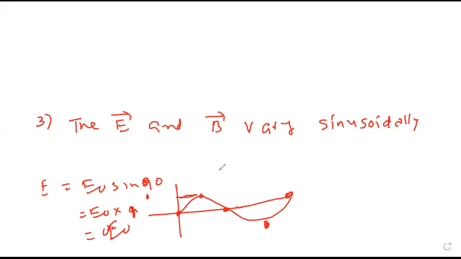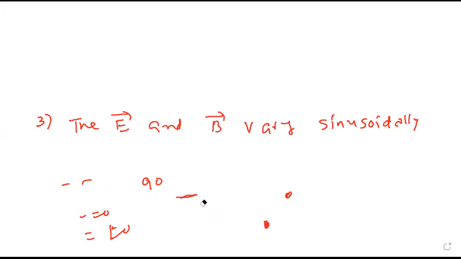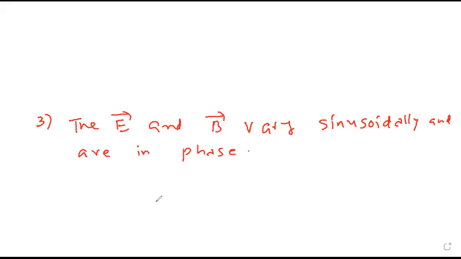So E bar and B bar vary sinusoidally and are in phase, meaning they vary together. In phase means both go up together and come down together. Amplitude may be different. That is called in phase. Fourth point. Let me also look at in phase again.